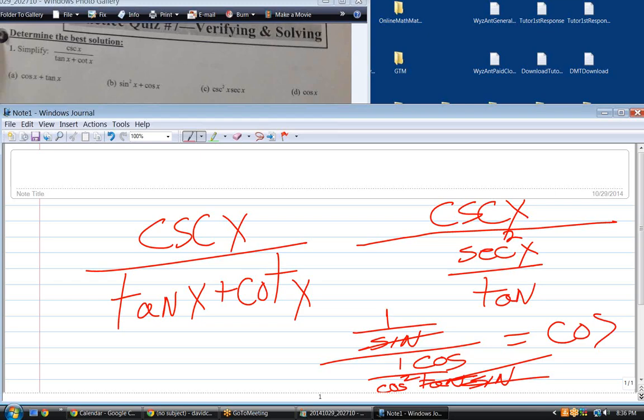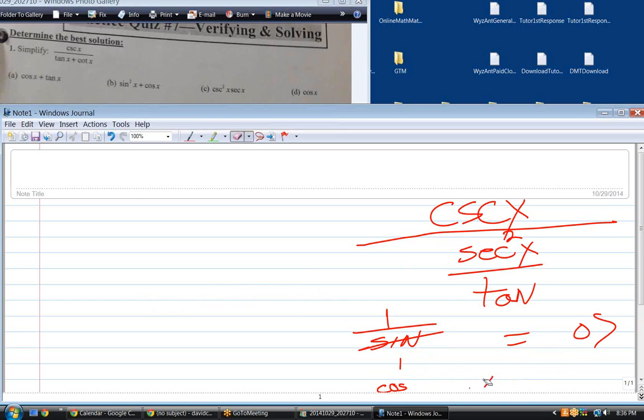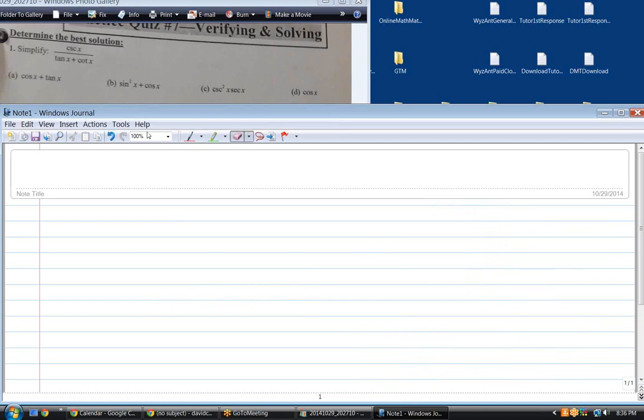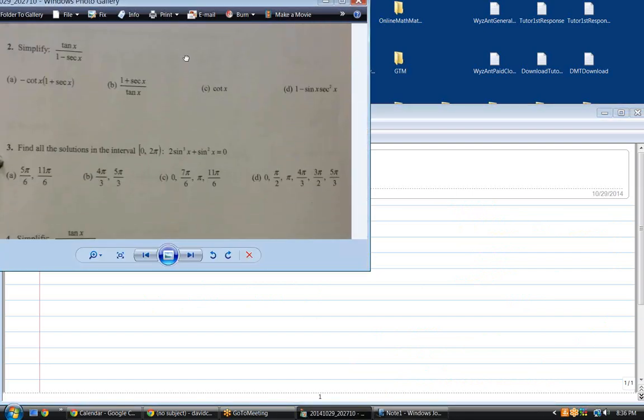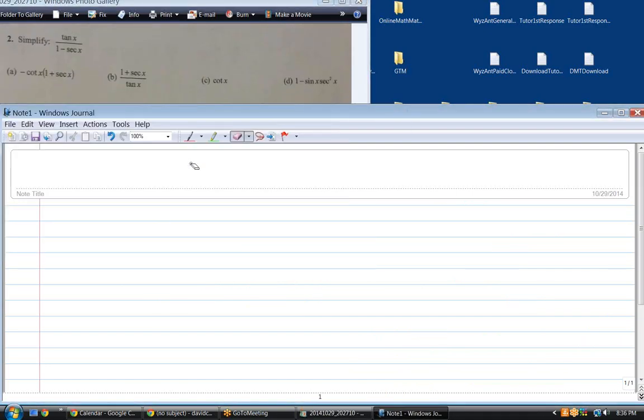I guess the secret that I use, as I just now am discovering, is turn everything into sines and cosines and see if you can find the answer. At least if you see some sines and cosines in these 4 answers, that's not a bad way to go. Let's try another one, see what happens. Usually what I do is just kind of play around with the thing and see what it turns into.